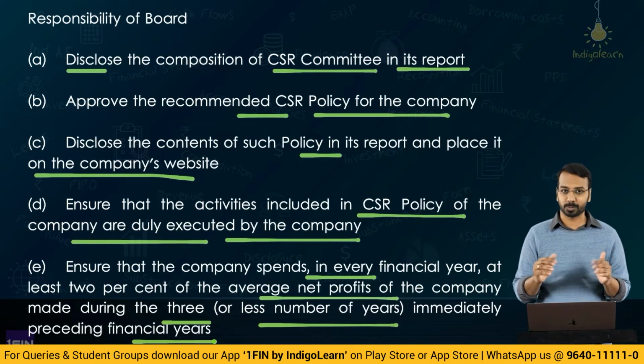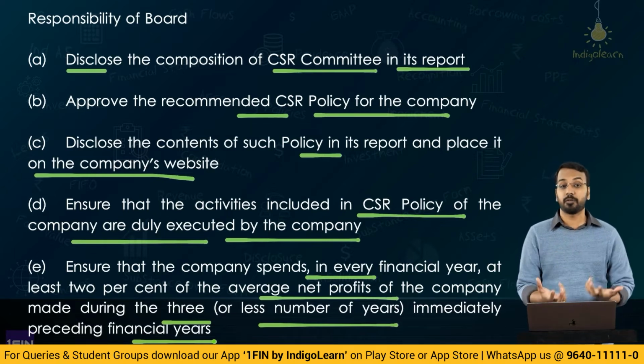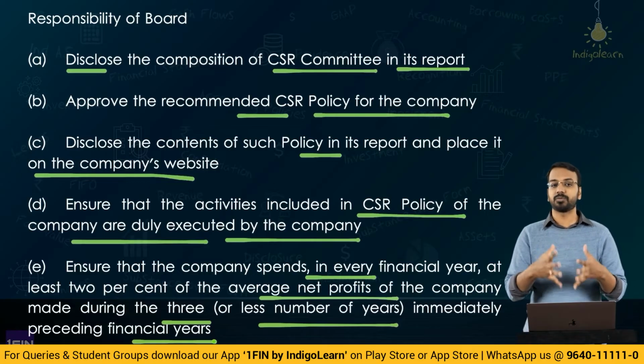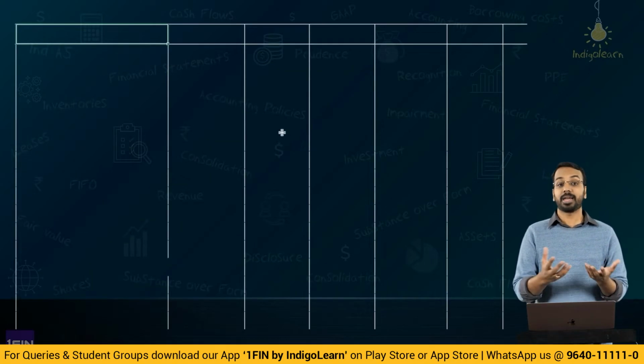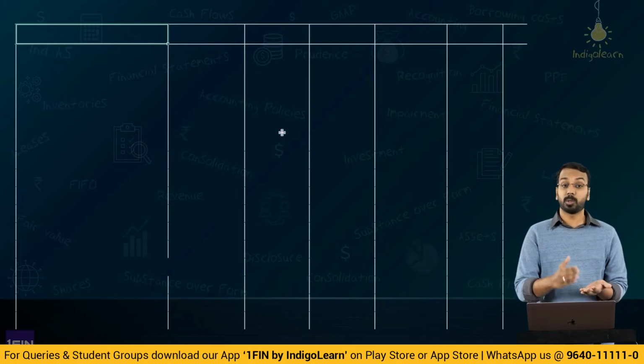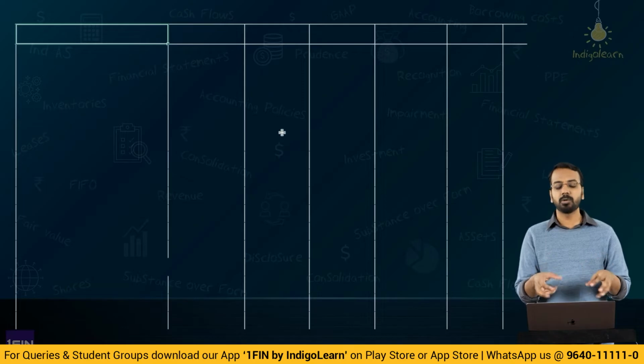And whose responsibility is it? It is the board's responsibility. And there are disclosure formats in which the board of directors have to disclose the CSR amount which has been spent as a part of their board report. Now we have understood the criteria, what the committee has to do, what the board has to do. Let us take one example with a few numbers and see how it actually works.